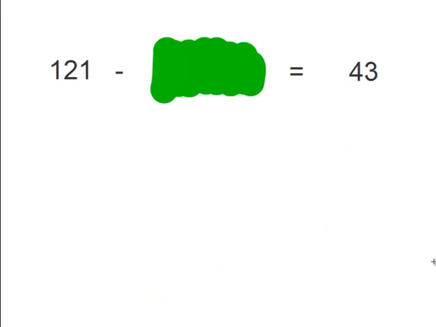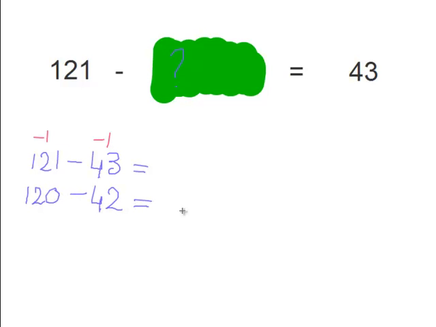Okay, let's try another problem. 121 minus something is 43. So let's first solve this through subtraction. So 121 minus 43. Now, let's round up the 121 to the closest even number. So that would be 120. So we have to minus 1 to both of them. So now we have 120 minus 42. And that would equal 78.